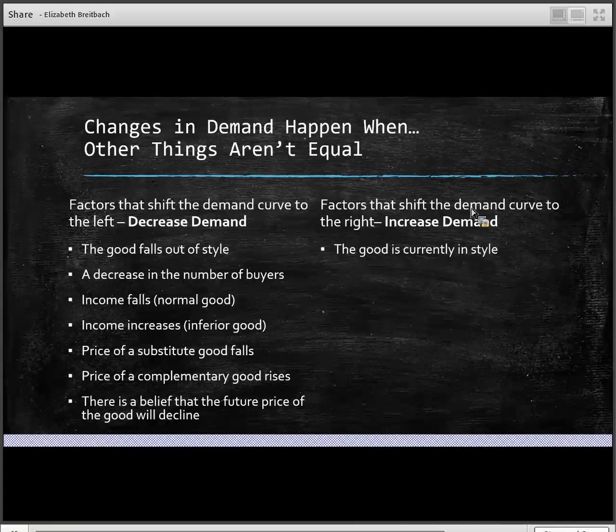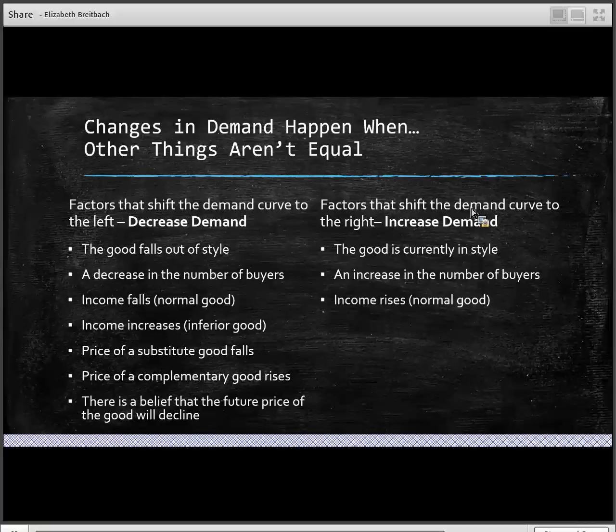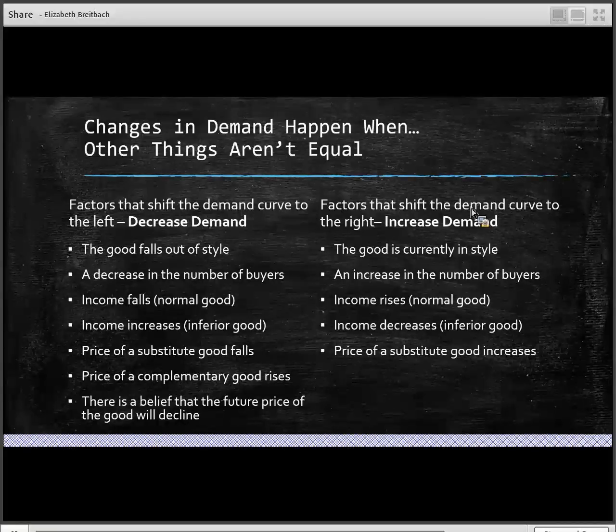As income rises and we have a normal good, or as income decreases and we have an inferior good. So income matters in that demand curve, but first identify what type of good we have. The price of a substitute good increases, or the price of a complementary good falls. So let's think about that iPhone. As the price of the iPhone increases, we're going to purchase more Android phones. If the price of the iPhone decreased, we would purchase more iPhone cases. And also those future prices and income are also going to matter.